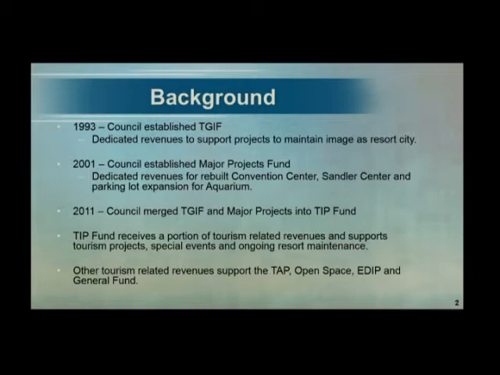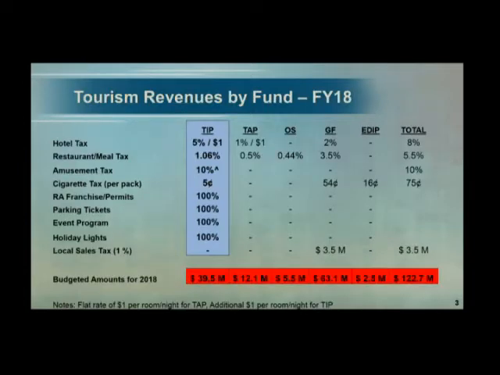Basically, the TIP fund receives a portion of tourism-related revenues and supports tourism projects, special events, and ongoing resort maintenance. There are other tourism-related revenues that support the TAP fund, the Tourism Advertising Program, open space, EDIP, and of course the general fund as well, and we'll walk through some of that. The finance director shows things a certain way, and I apologize, but it seemed like the easiest way to get started.